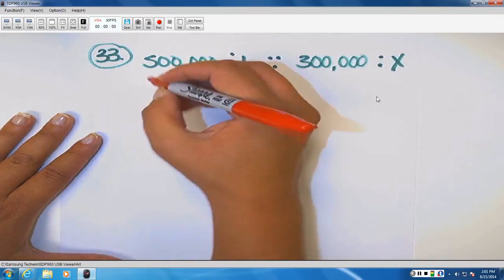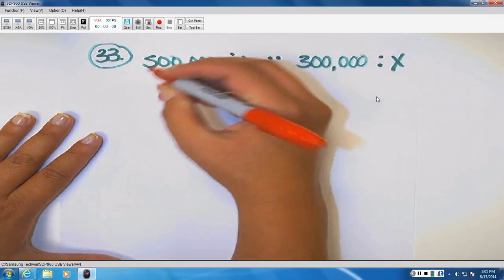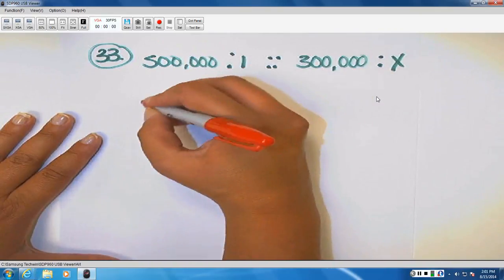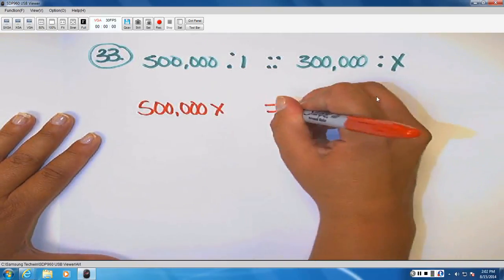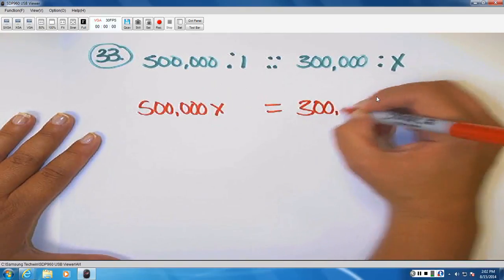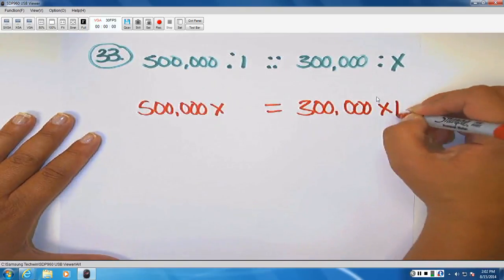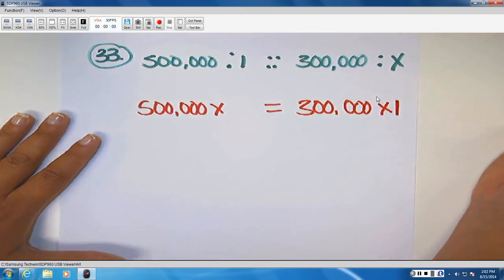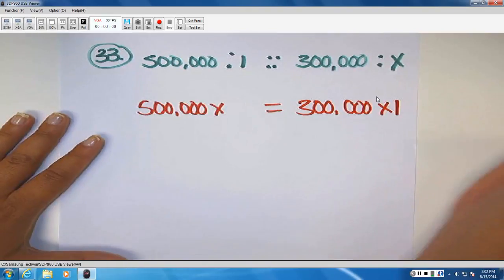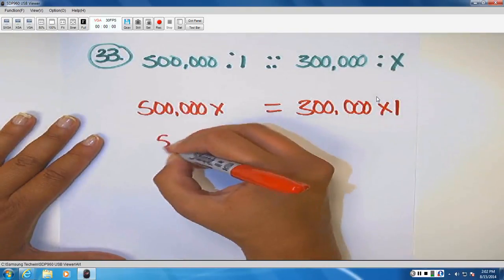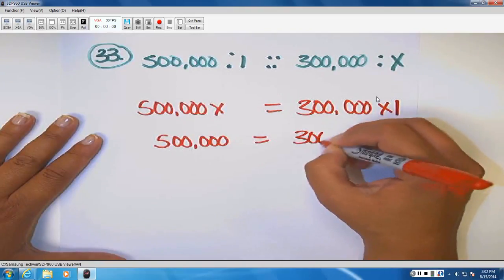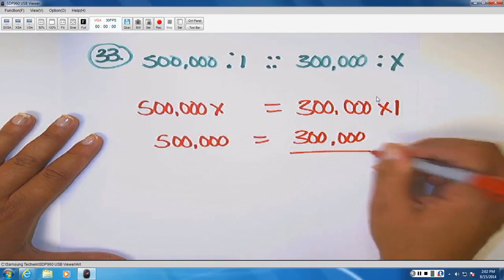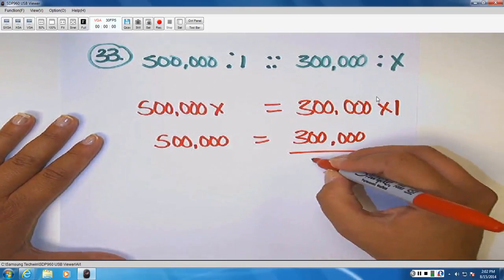Okay, so set up our equation. Now x is over here as part of our extreme. So 500,000x equals 300,000 times 1, which is basically going to get us 300,000. So we still have 500,000x equals 300,000. Then x equals 300,000 divided by 500,000.